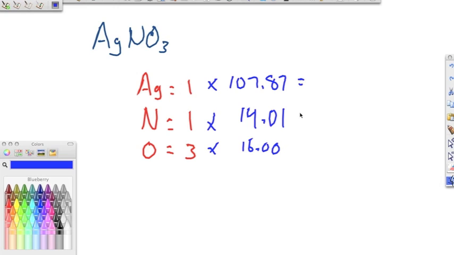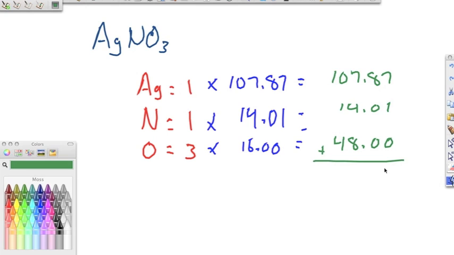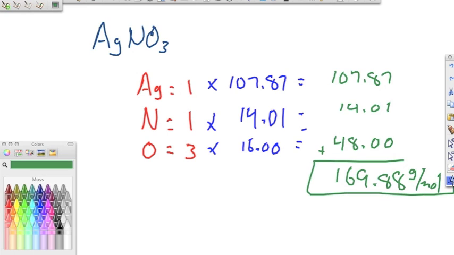We go ahead and multiply those out, and we see that we get the same up top, 107.87, 14.01, and we get 48.00. We add those up, and we get 169.88, and that's grams per mole. Remember, that is our whole.